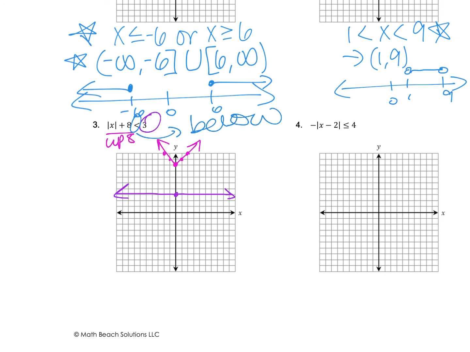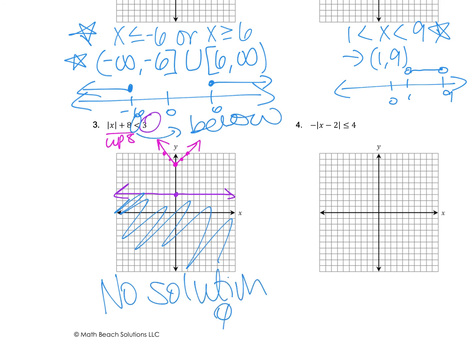First off, I noticed that there's no intersection points. I would need to shade below. Notice none of that is a portion of our V there, so this is a no solution. You can actually look at it. When I take the absolute value of a number, I'm going to get positive. I add 8. That's never going to be less than 3 if I'm adding a positive number to 8. It's always going to be greater than 3. That's why there's no solution there.